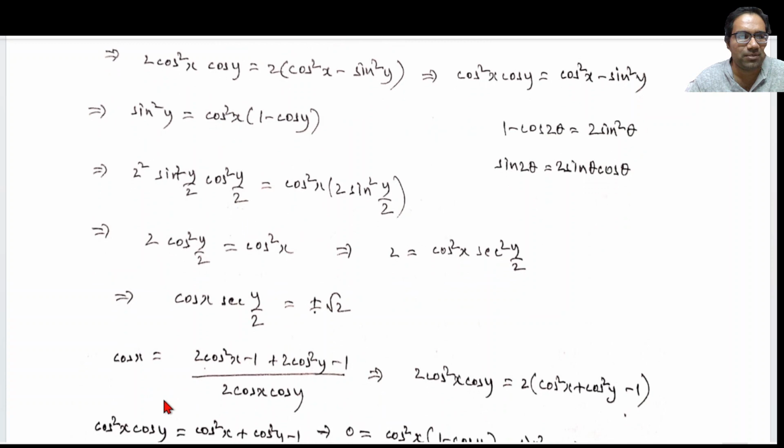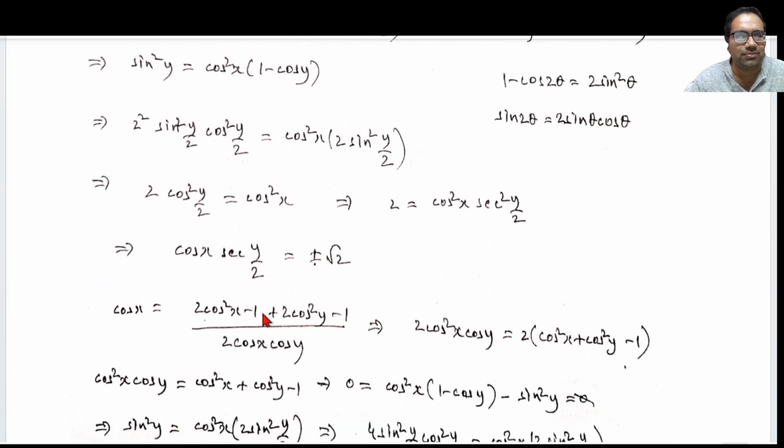Right, so then cos 2x becomes 2 cos square x minus 1 plus 2 cos square y minus 1, divided by 2 cos x cos y. And then let us do the cross multiplication. This becomes 2 cos square x cos y. If you take it to the left side, cos square x cos y becomes 2 into cos square x plus cos square y minus 2, right? So we can take that 2 common. So this numerator becomes 2 into cos square x plus cos square y minus 1, right?